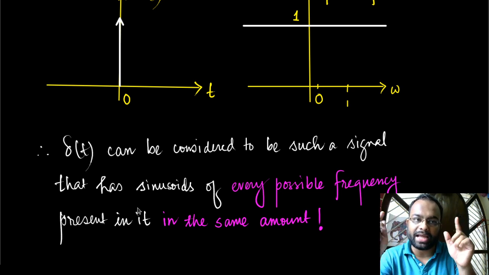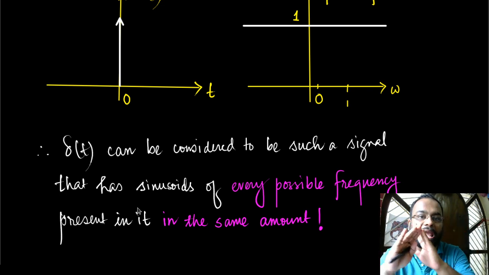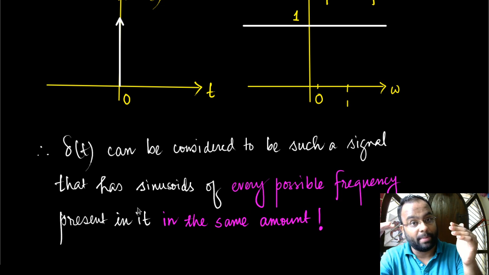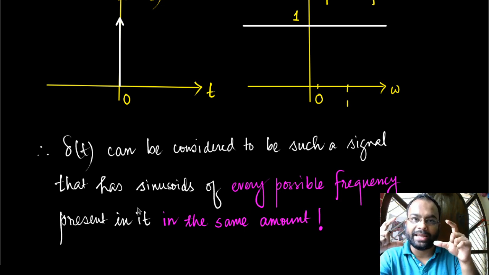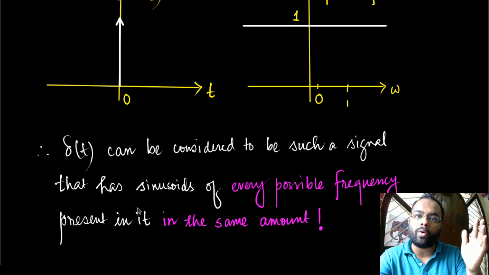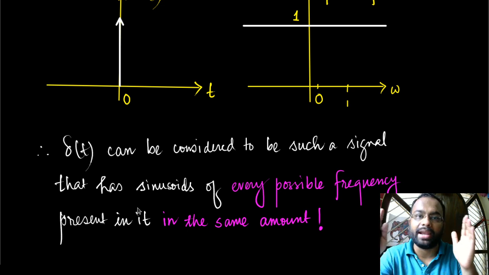An impulse signal can be assumed to be a combination of every possible frequency that can ever exist, the same amount of every possible frequency. So when you are exciting a system with an impulse signal, you are actually exciting the system with every possible frequency that the system can ever encounter.